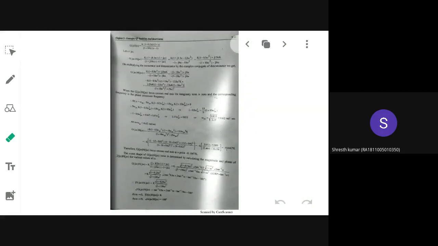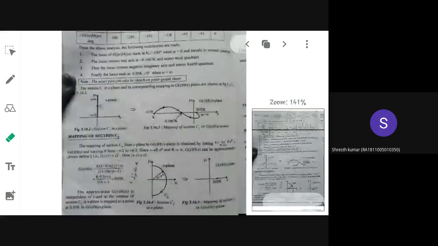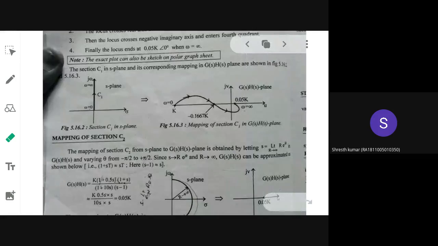So the first segment is your infinite line segment. For that the map will be the polar plot. So this is your infinite line segment along the imaginary axis, whose range is varying from omega equal to 0 to infinity. This you have to map on the G(s)H(s) plane. So this is your polar plot that you're having, but you don't know what is the crossing point.